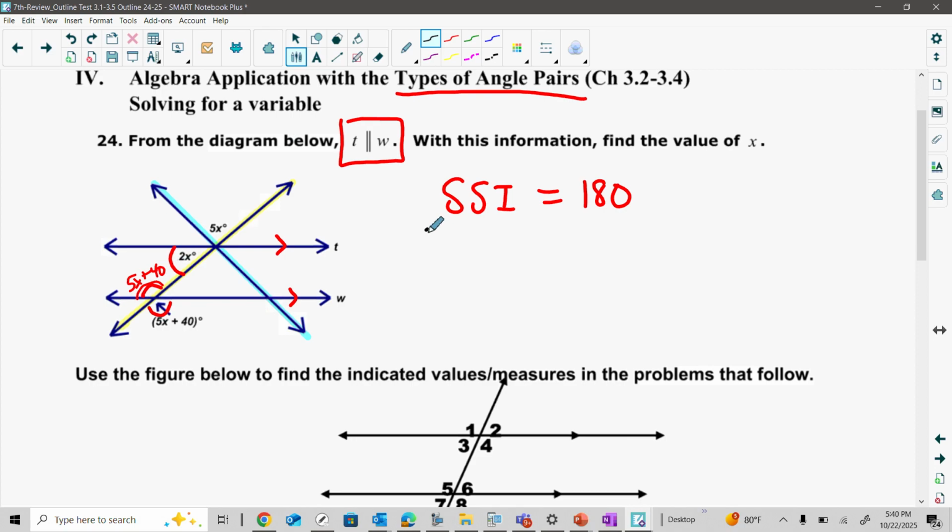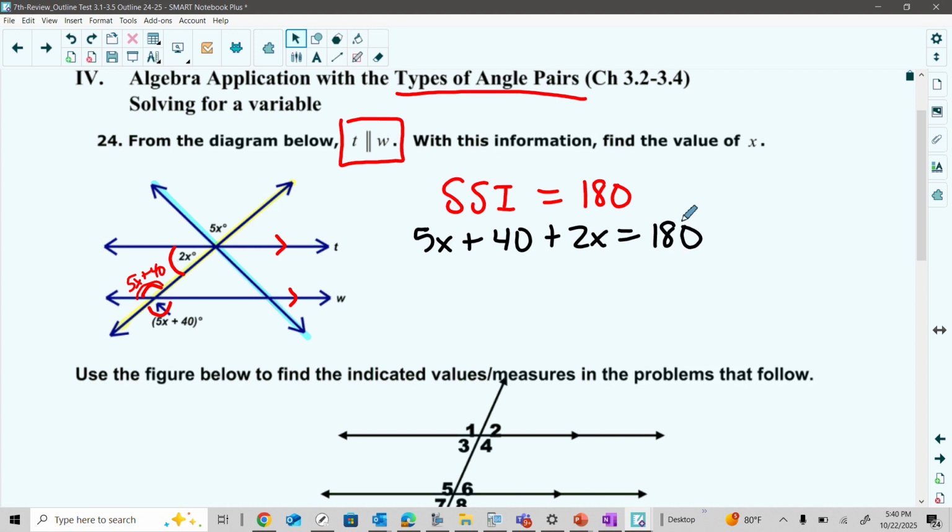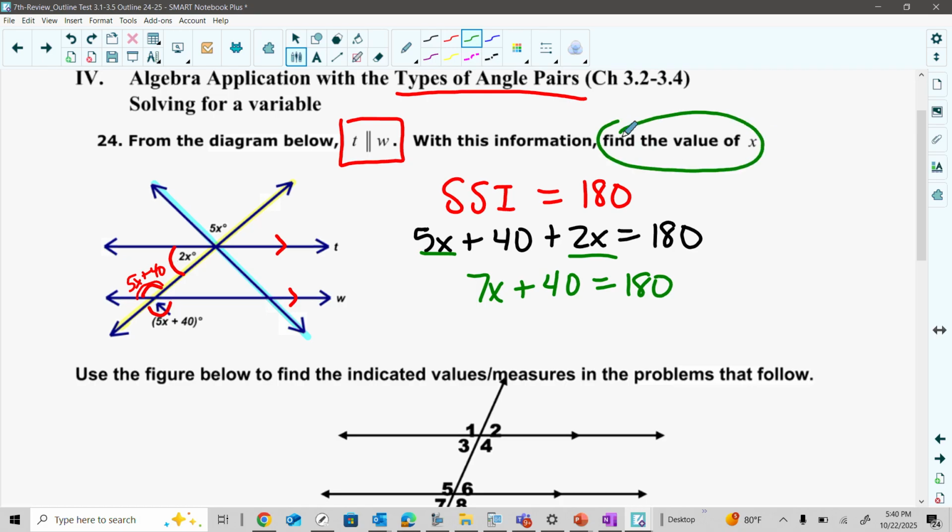So I would set this up as 5x plus 40 plus the 2x equals 180. And then we're combining our like terms. We have like terms with the x's, so 7x plus 40 equals 180. And now we're solving for x. Okay, so I do want you to just find the value of x. So let's see if we can finish this.